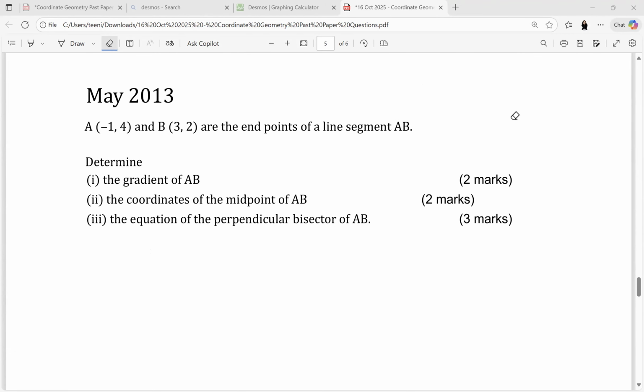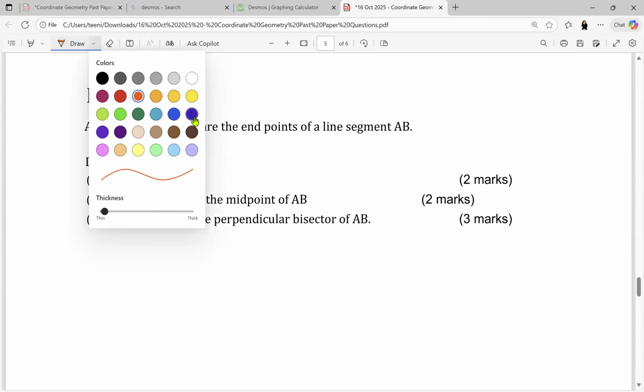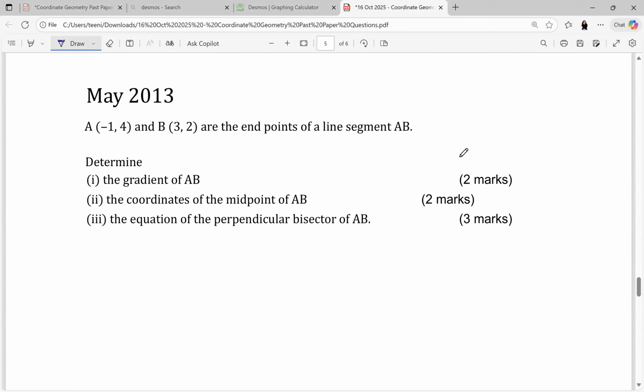The question: A, which has coordinates -1 and 4, and B, which has coordinates 3, 2, are the end points of a line segment AB. Determine firstly the gradient of AB.